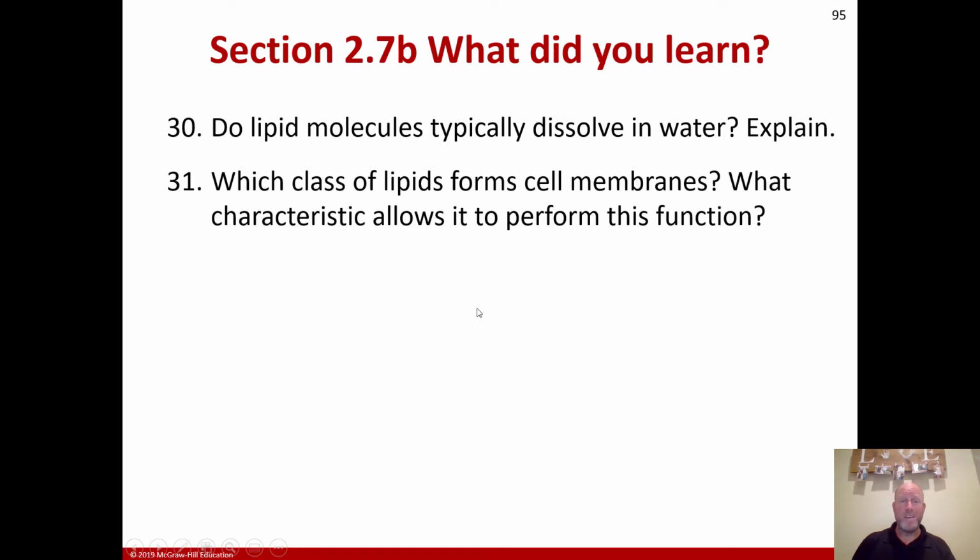All right, we'll come to the 2.7c here in just a bit.